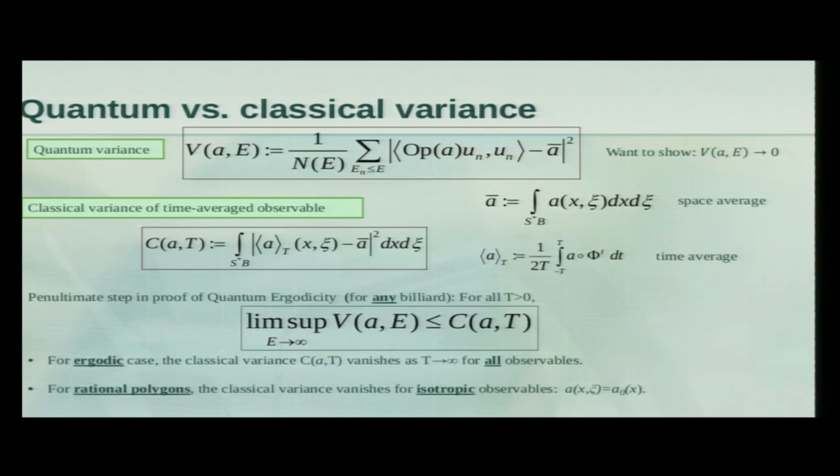And so if you give me that, this will say that as t goes to infinity, I now take another limit, the limit of t going to infinity. The left-hand side is independent of t, so I'm OK to do that. Then as t goes to infinity, this will tend to zero, which forces this quantum variance to be zero. And therefore, almost all expectation values converge to the phase space average. OK, so the statement that for rational polygons the classical variance vanishes for isotropic observables is, in a special case, just Kronecker's theorem about the uniform distribution of irrational lines.